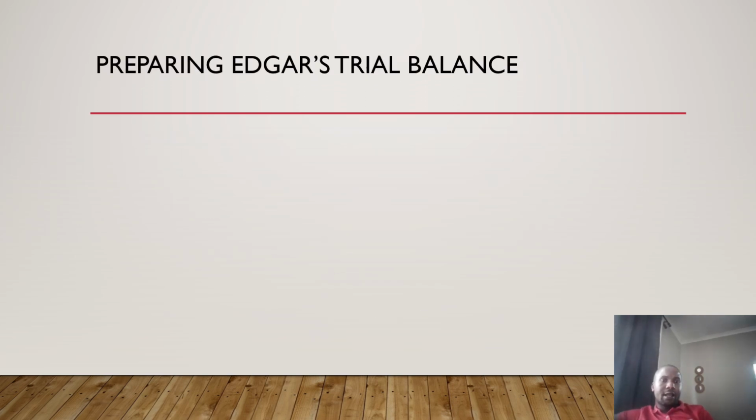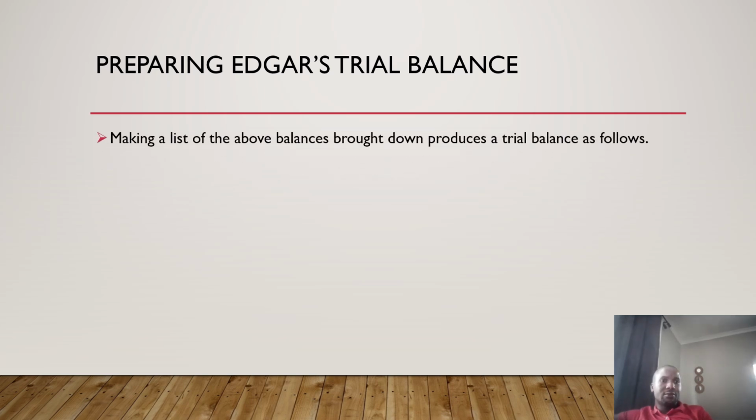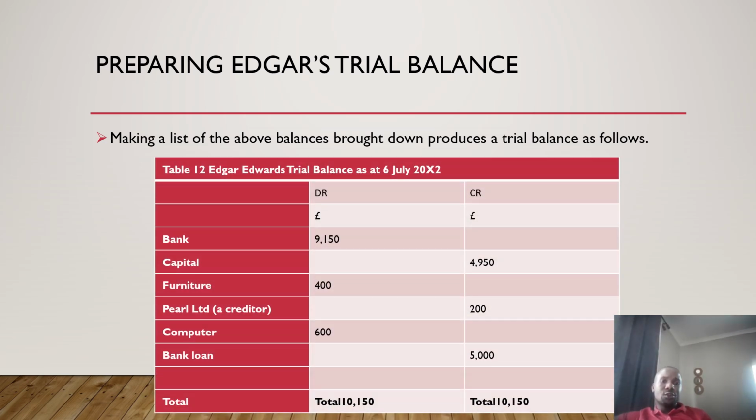Okay. Now, from these accounts, we're going to make a list of the balances brought down to produce the trial balance as follows. So all the figures that had debit balances will be on the debit side, and those that had credit balances will have to be on the credit side of the trial balance. So in this case, the debit balances were the bank account, the furniture account, and the computer account, all of which are asset accounts. On the other side, we had the capital account, and then we had the creditors account of Bill, and then the bank loan account, which are the credit balances.